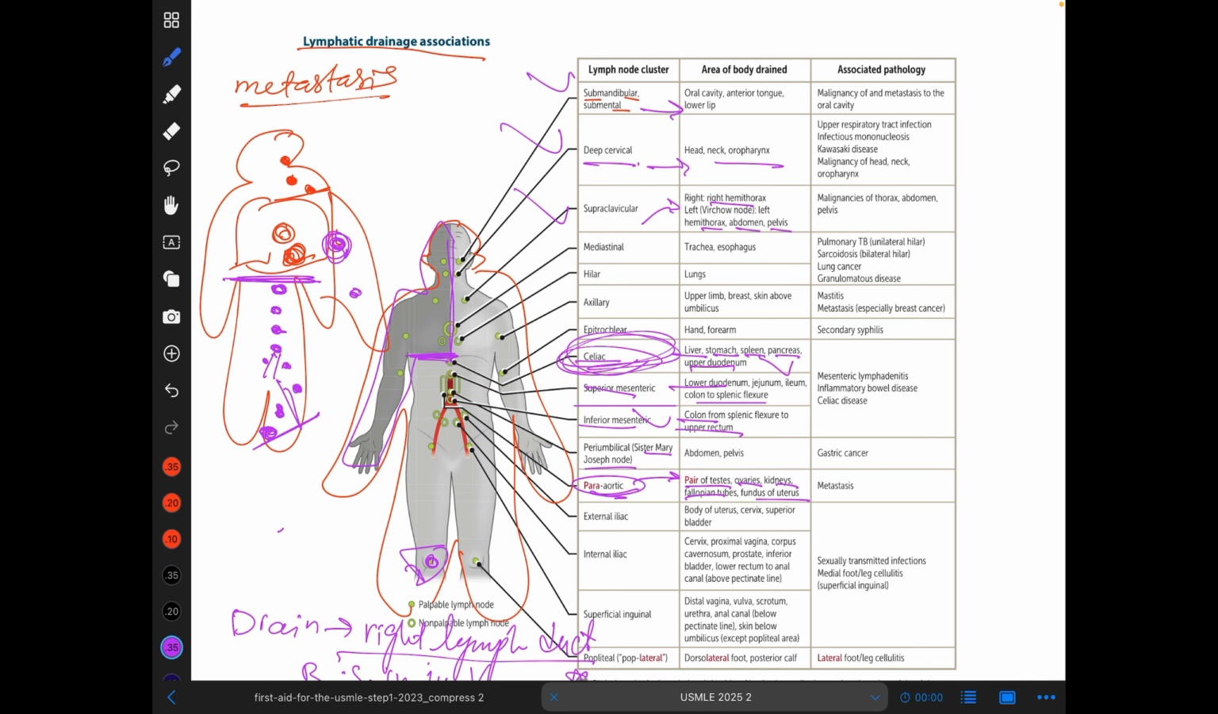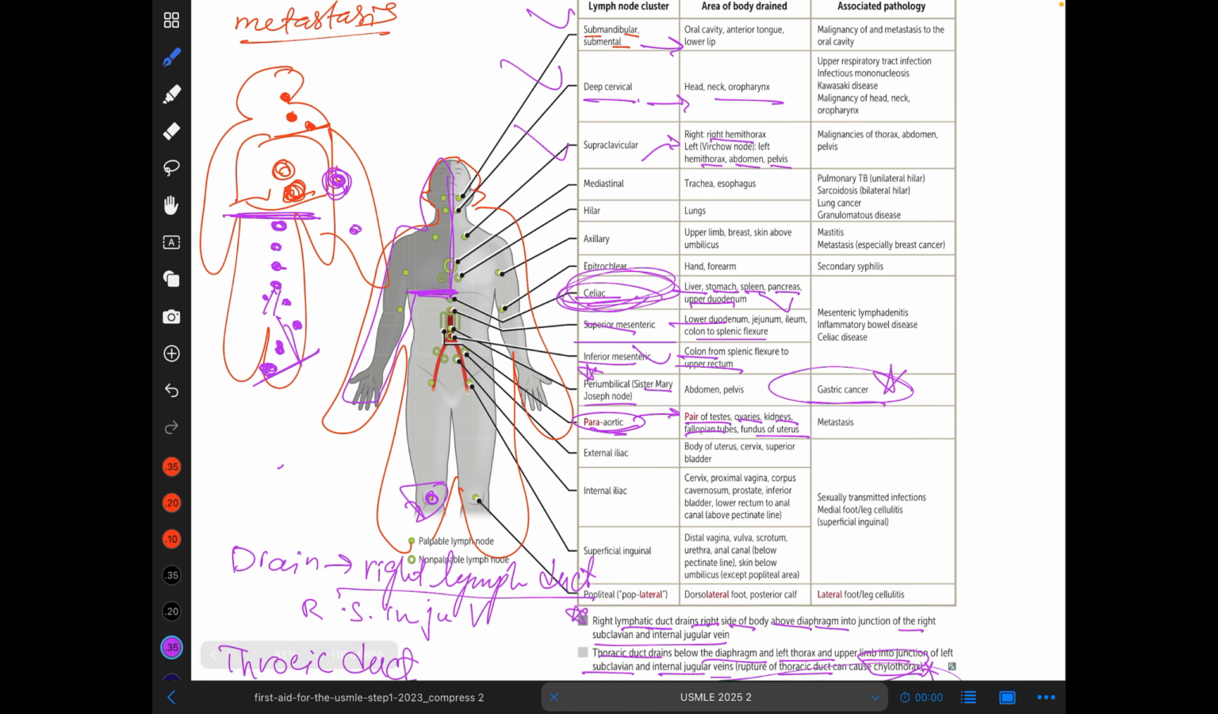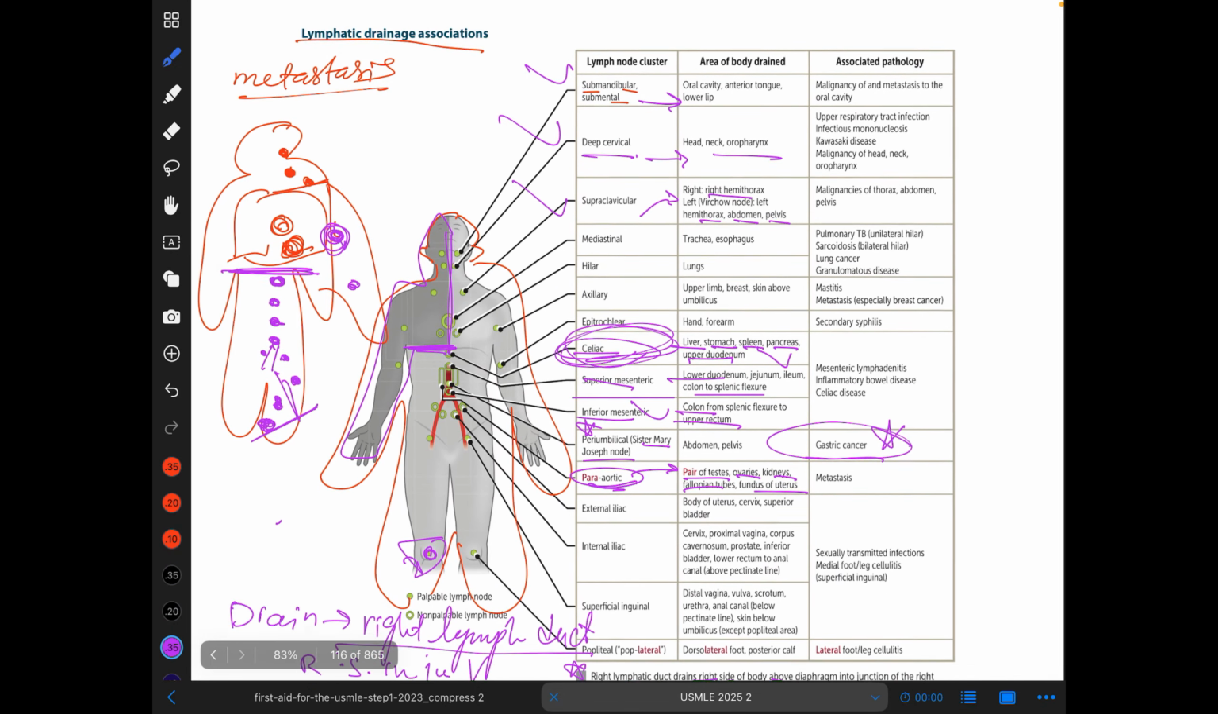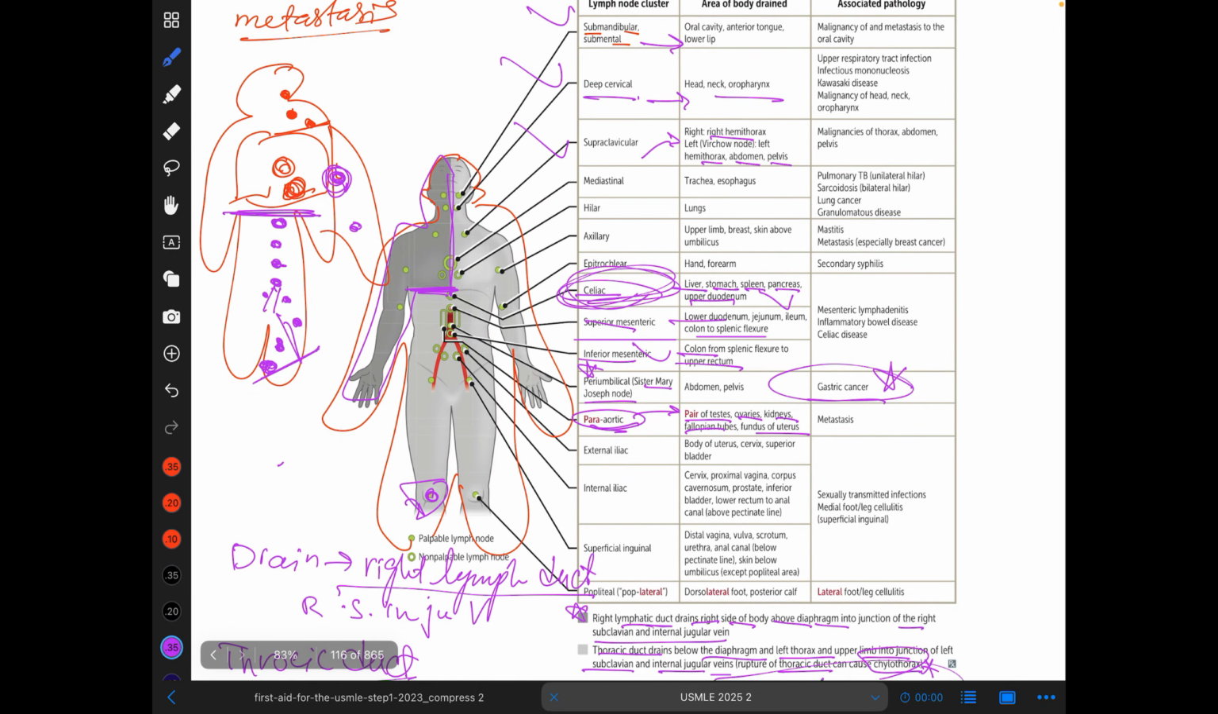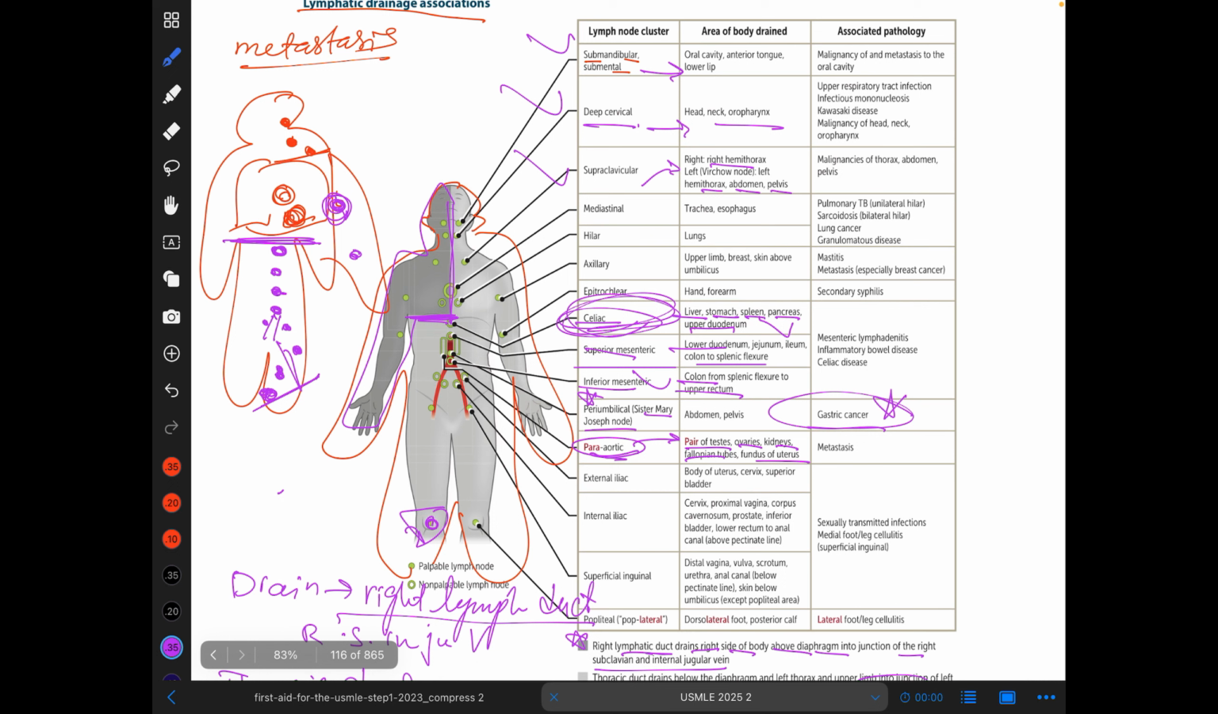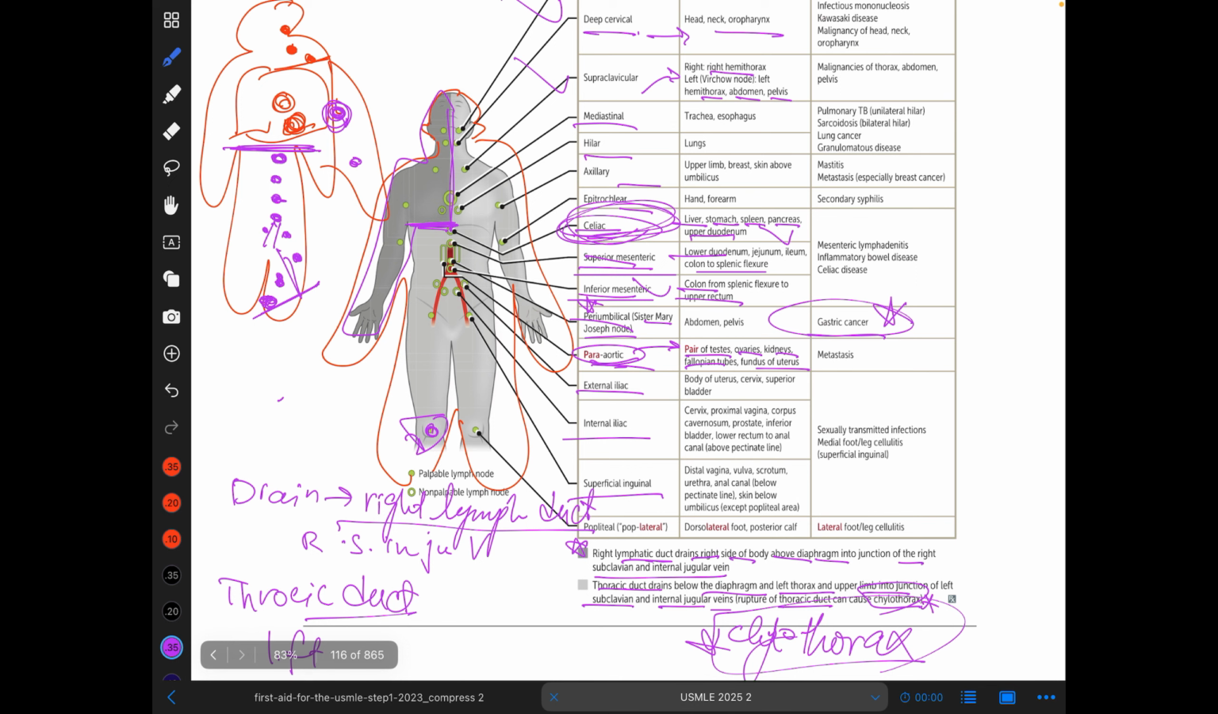And this is very important. The para-umbilical node, known as Sister Mary Joseph node, is an indication of gastric cancer. Please remember this by palpating your own lymph nodes in sequence. First, submandibular, then deep cervical, supraclavicular, mediastinal, hilar, axillary, epitrochlear, then from the abdomen, celiac, superior mesenteric, then para-umbilical, then inferior mesenteric, then para-aortic, external iliac, internal iliac, superficial inguinal, then preauricular.